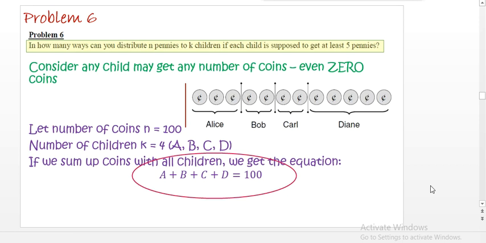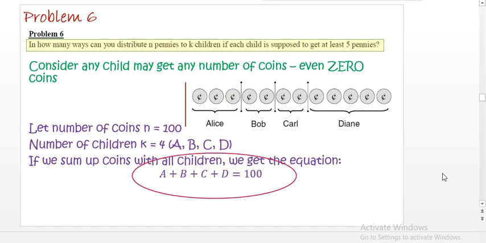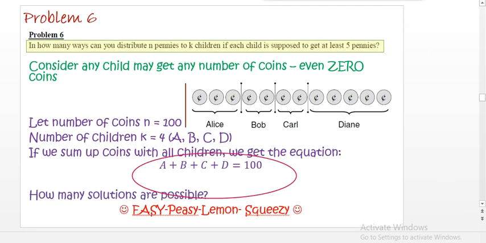So we have 4 variables and their sum should be equal to 100, and any child may get coins equal to 0 as well. So it's like non-negative integer solutions. This we have done a number of times in our previous discussion. So n minus 1 plus r, choose r.